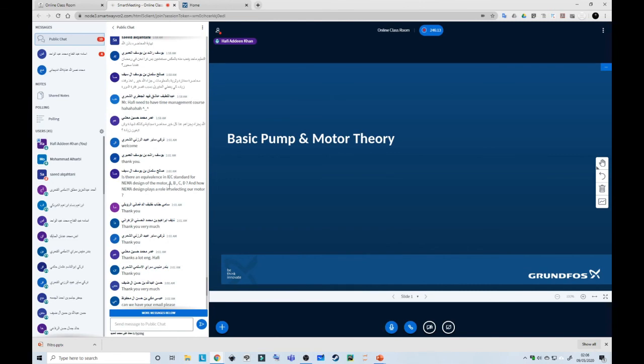Is there any equivalent of the IC standard for NEMA design for motor A, B, C, D? How does NEMA design play a role in selecting our motor? NEMA designs are bigger motors. That's it. IC designs are equally good, equally better. NEMA designs are bigger motors.